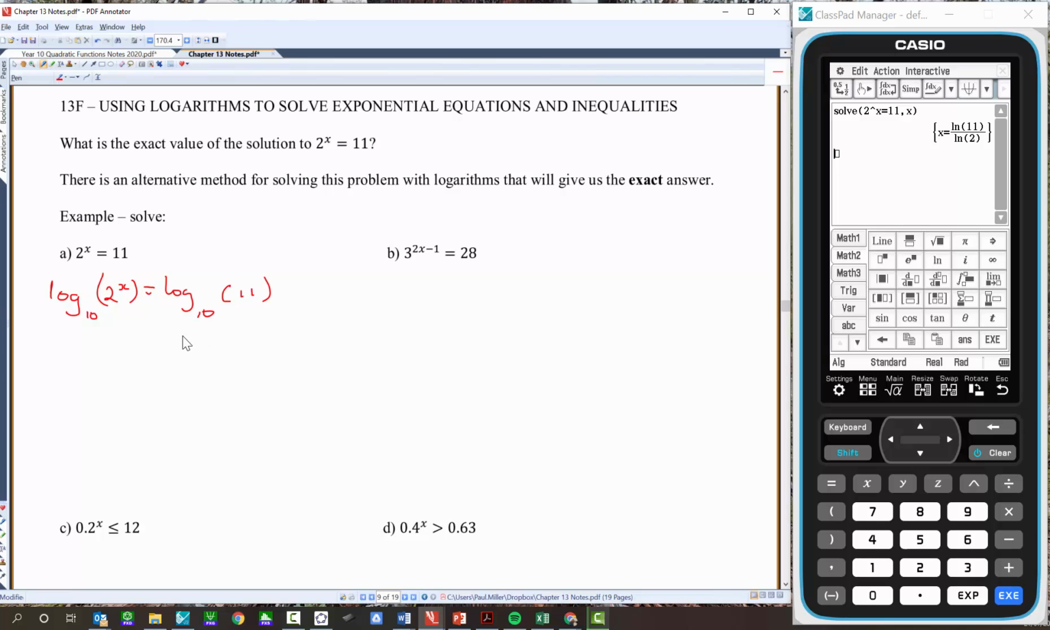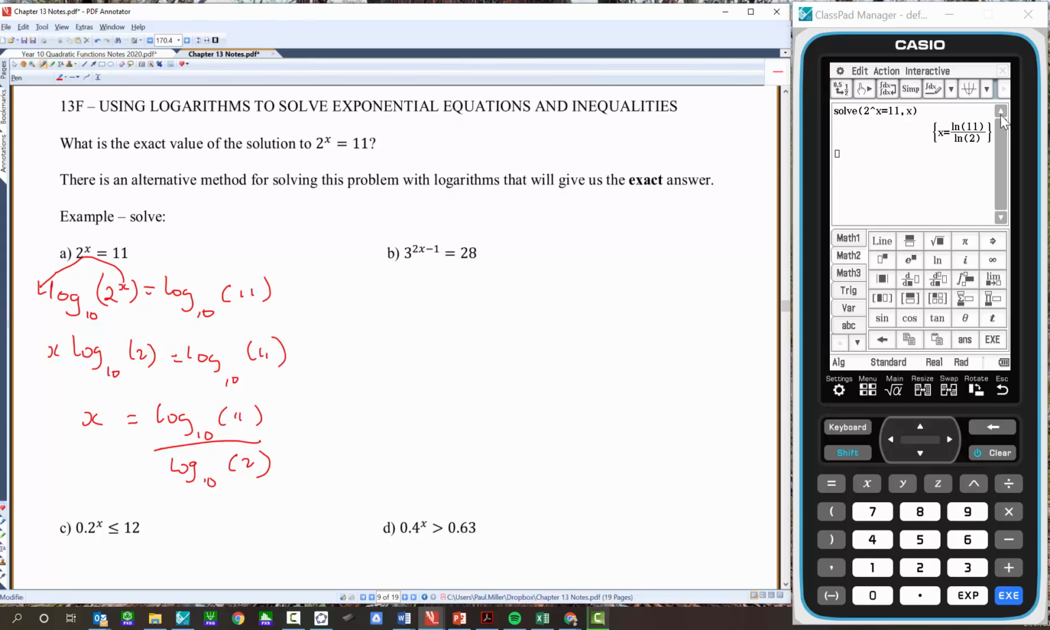All right, now why log 10? Why that particular base? Well, you can choose any base you want, but my strong suggestion is you choose one of two bases, log 10 or log e. Now, I'm going to show you why it doesn't matter which one you choose as well. So I'm going to use that rule that allows me to bring that x over to the front there. So I'm going to write this as x log 10 2 equals log 10 11. Now I'm going to divide both sides by log 10 2. So that leaves me with x equals log 10 11 over log 10 2.